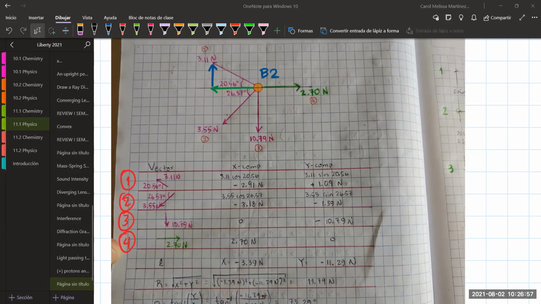My y component is in front of my angle. Here I have my angle and my component is right in front. Because it is in front, it's going to be using sine. And because it's going up, it's going to be positive. I introduced this in the calculator and I got negative 291 and positive 109.